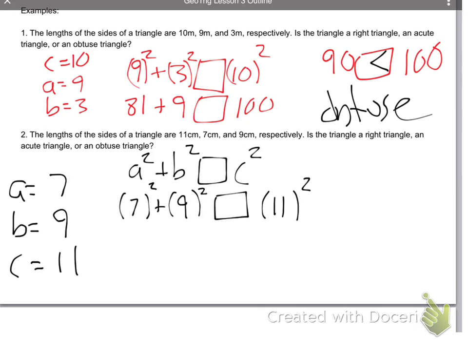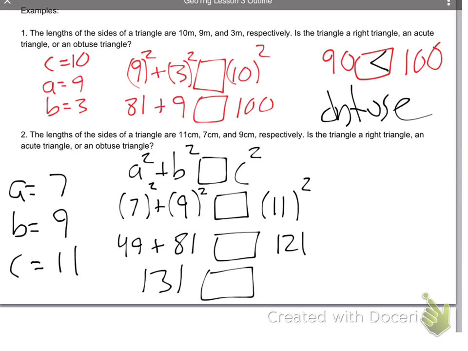7 squared, 49, plus 81. And then 121. It's 131, and then 130. Oh, 130. Okay. And so, what side's bigger? The legs or the hypotenuse? The legs are, so this is an acute triangle.